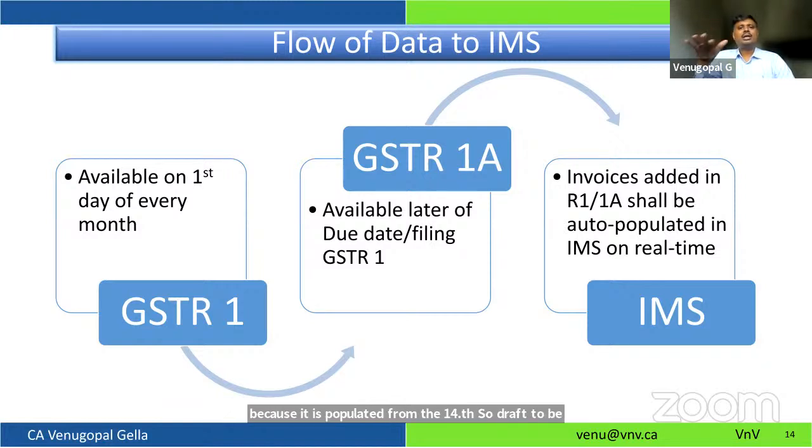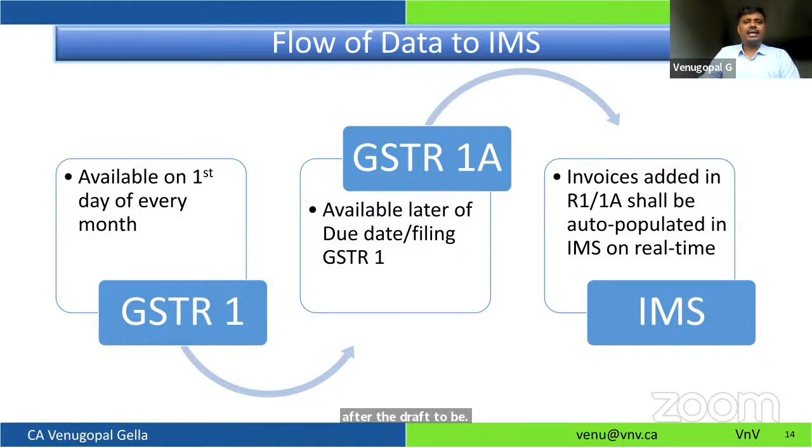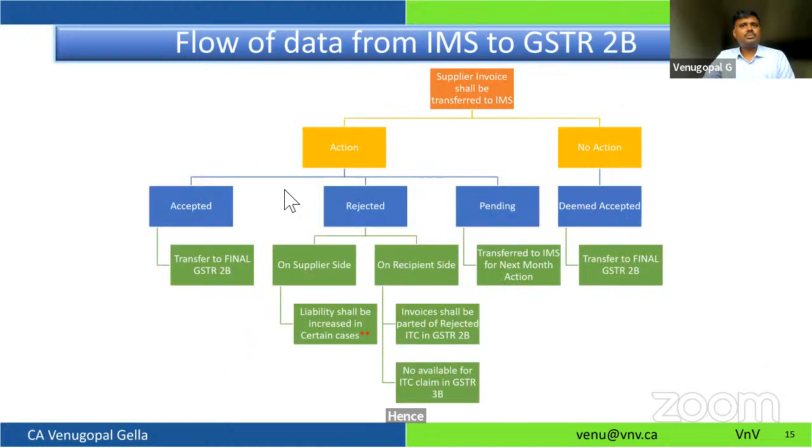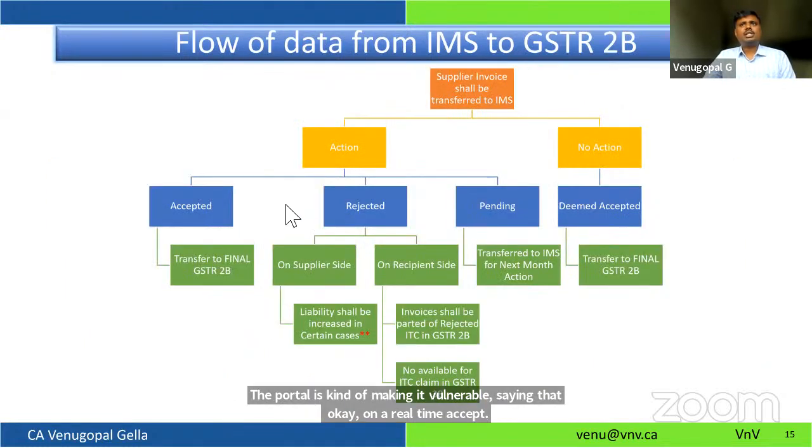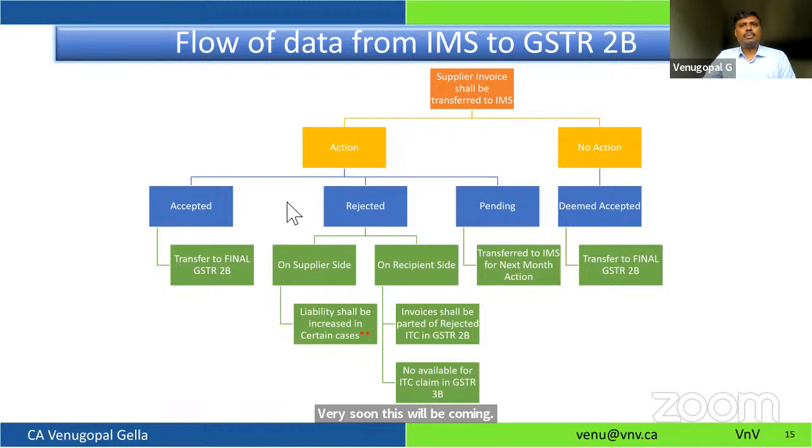Hence, the portal is making it vulnerable, saying that, okay, on a real-time basis accept or reject. Very soon this would be coming. So the supplier invoice shall be transferred to IMS. The action from the recipient is accept, reject, or pending. If you don't take any action, it will be treated as deemed accepted and transferred to final. Even accepted will go to final. But if it is rejected, then on the supplier side, liability will be increased if it is a credit note.